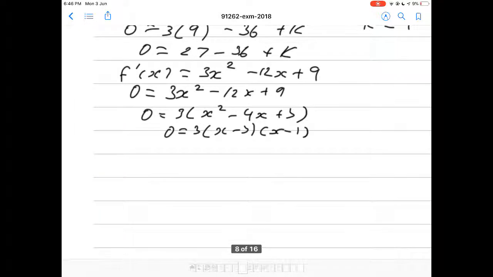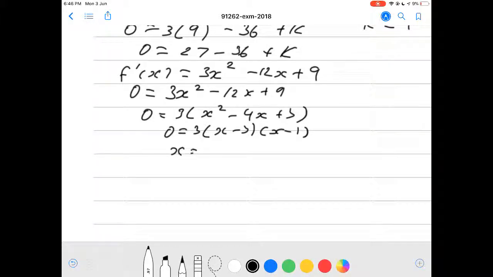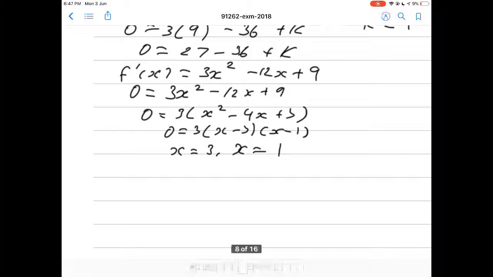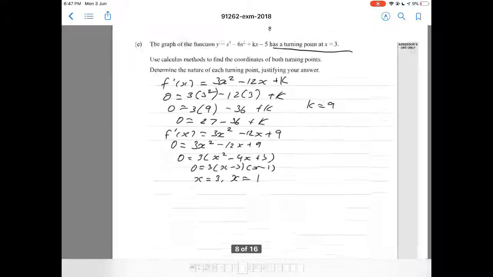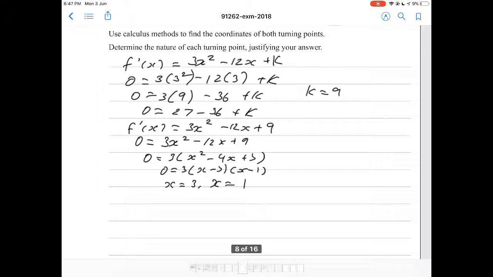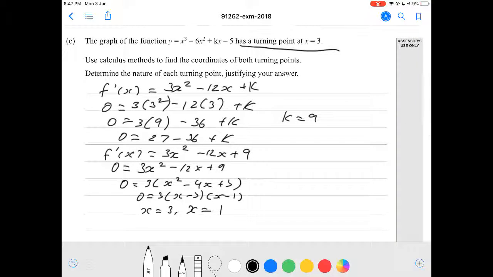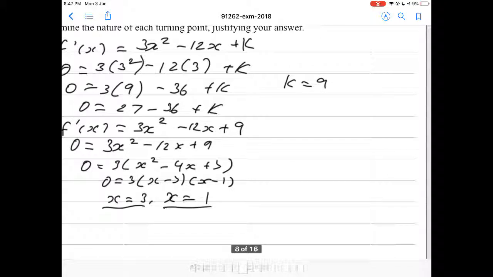times (x minus 1), okay? So therefore our turning points, okay? So our turning points are x equals 3 and x equals 1, okay? So now we have our turning points, okay? So use calculus methods to find the coordinates of both turning points, okay? So we're going to substitute x equals 3 and x equals 1 into the original function in order to find the coordinates of these turning points, okay?